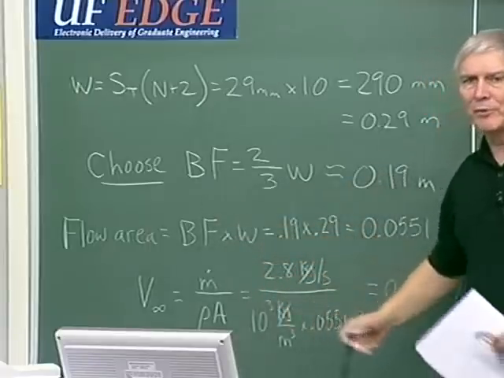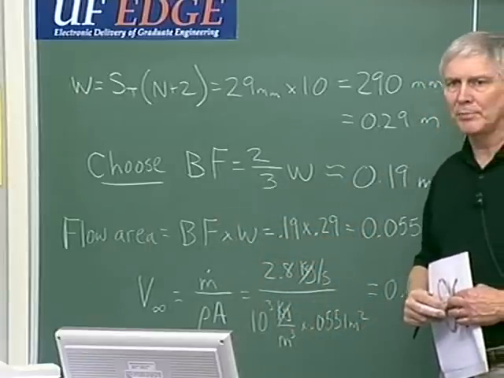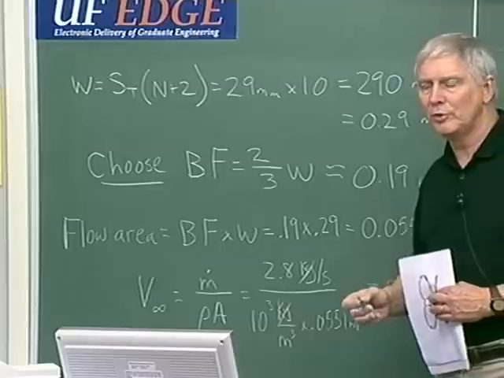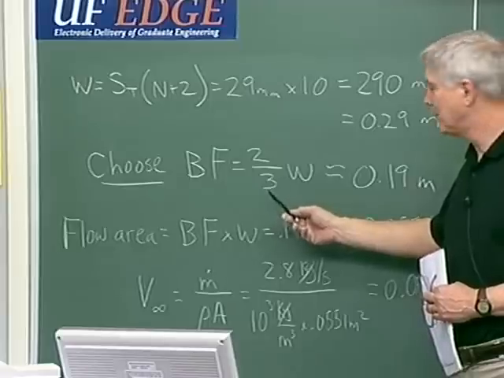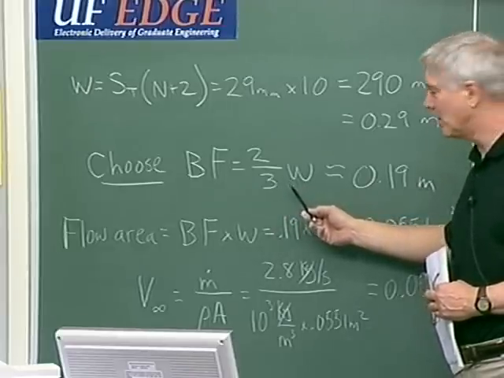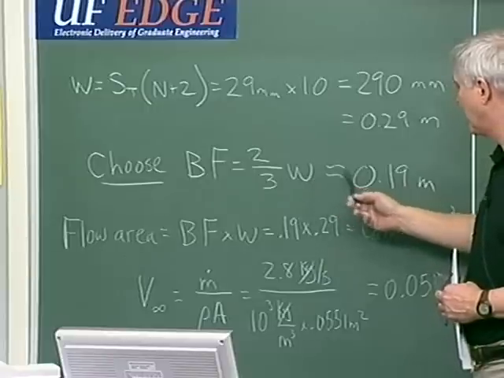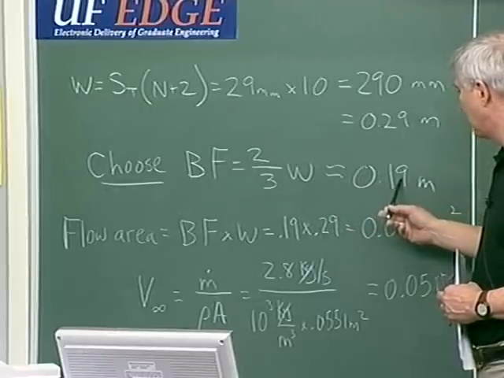BF, we don't have a number for that, so that's part of our design procedure, and we just have to do the best we can. We'll just choose BF to be 2/3 of the width. It just seems like a nice number, and later on we'll go back and check it and see if that's going to work. If we multiply that out, BF ends up being 0.19 meters.